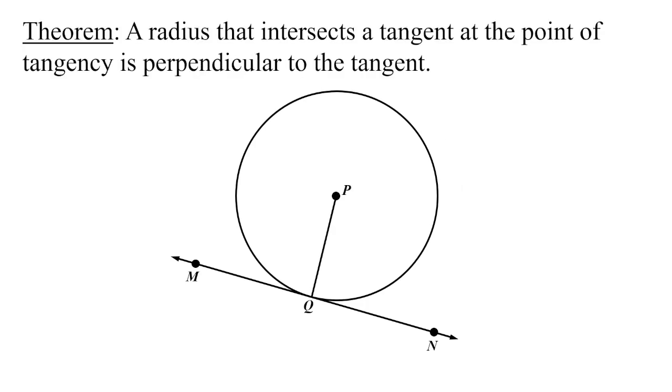So now we have a theorem. A radius that intersects a tangent at the point of tangency is perpendicular to that tangent. In other words, if the radius intersects a tangent at the point of tangency, then that radius makes a right angle with that tangent. Therefore, segment PQ is perpendicular to line MN.